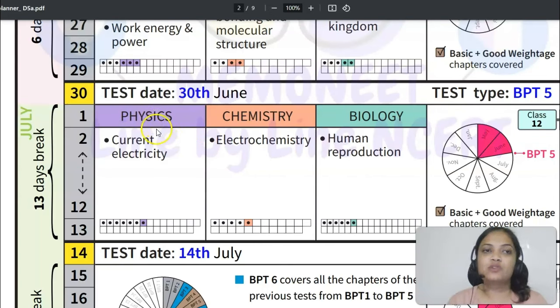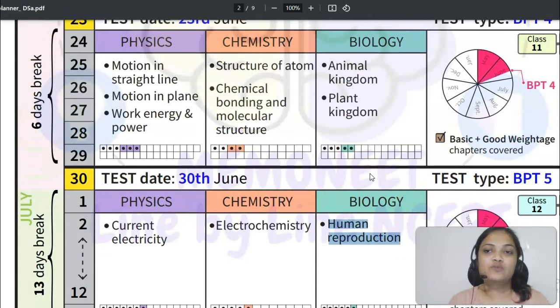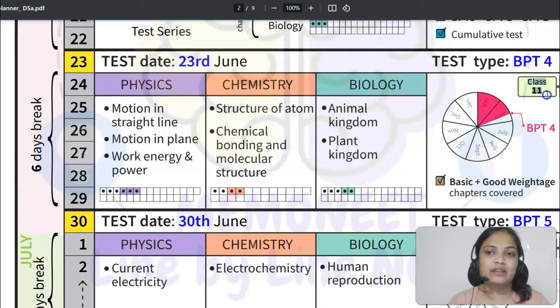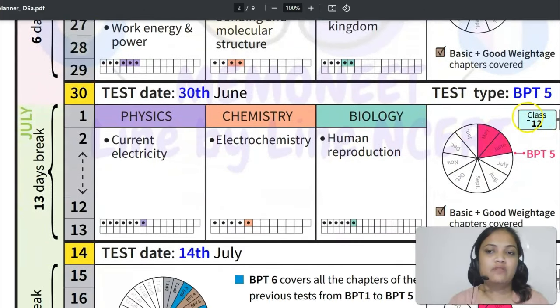The chapters that are going to come are current electricity in physics, electrochemistry in chemistry, and human reproduction in biology. These are again your basic chapters, but they carry good weightage. Since we promised you that we are going to cover the 11th and 12th syllabus simultaneously, in the last part test we covered the class 11 syllabus, right? So this one we are going to cover class 12th chapters. All these chapters are from class 12th in all the 3 subjects.